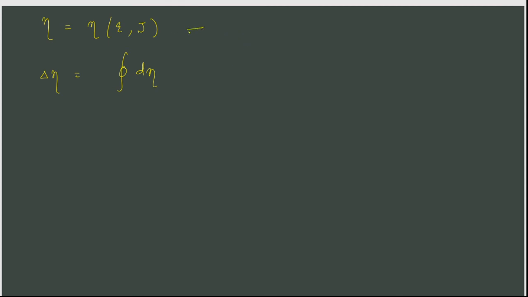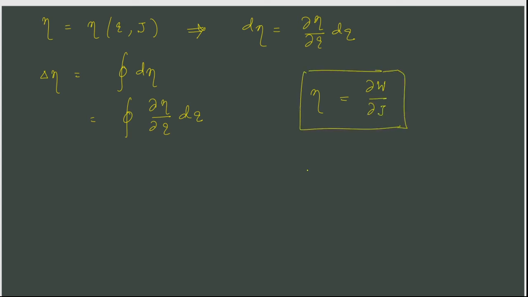But then, eta being a function of q and J, as far as this is with respect to the period, d eta is del eta del q dq. We would like to evaluate that. But remember, how did we get eta? Eta was del W del J, the derivative of Hamilton's characteristic function with respect to our new variable J. So we substitute that, and the partial derivative with respect to J could be taken outside the integral. After all, the integration is only with respect to q.